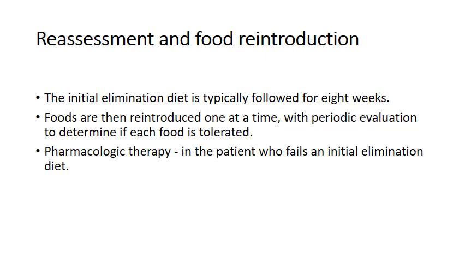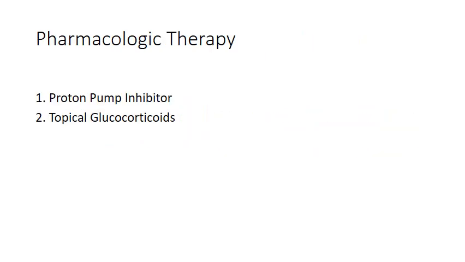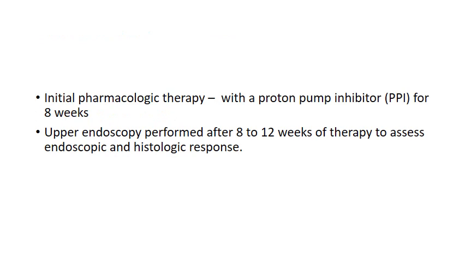Pharmacologic therapy is recommended in a patient who fails an initial elimination diet. Proton pump inhibitors and topical glucocorticoids are commonly used drugs. So initial pharmacologic therapy is started with proton pump inhibitor for a period of 8 weeks. Then upper endoscopy is performed after 8 to 12 weeks to assess the endoscopic and histologic response.